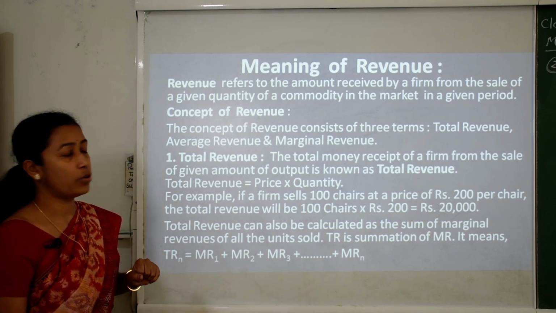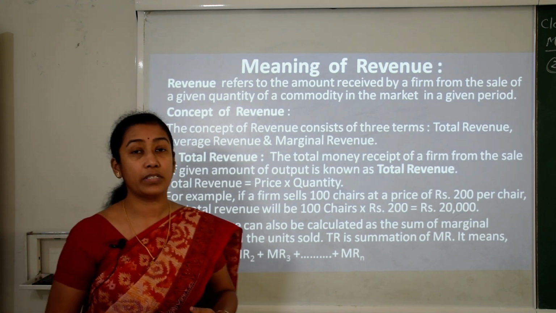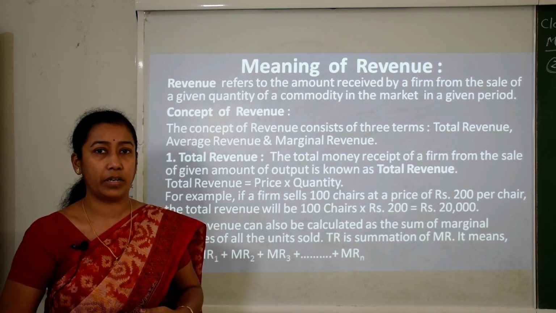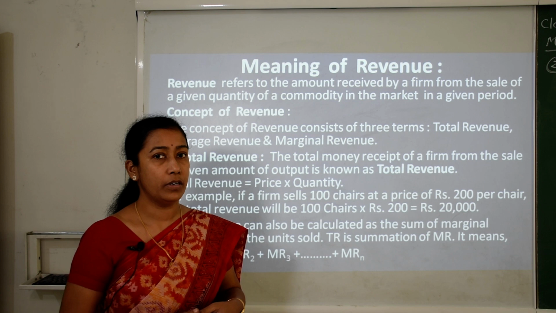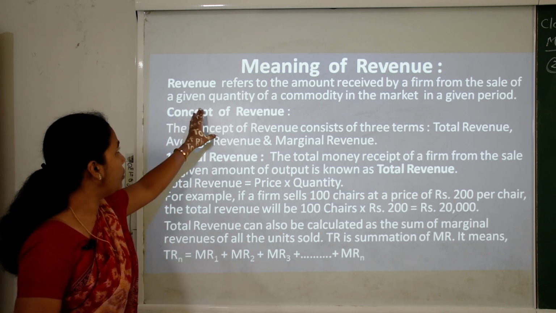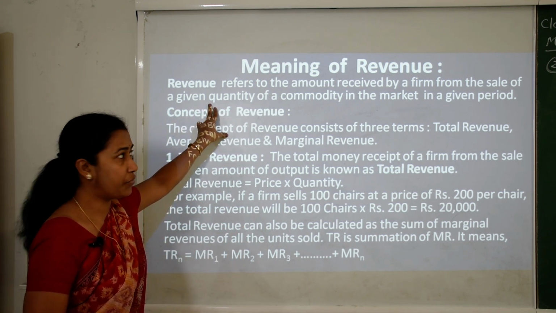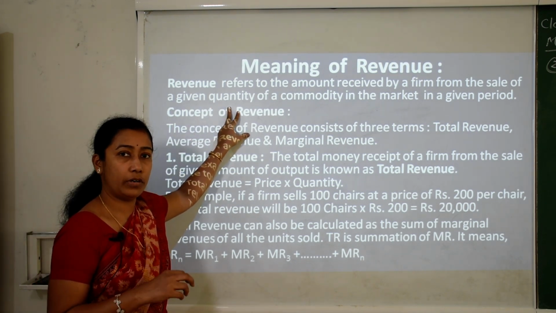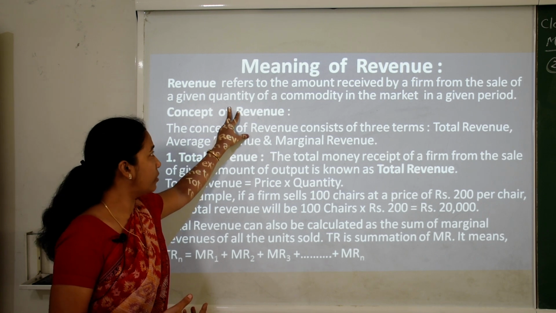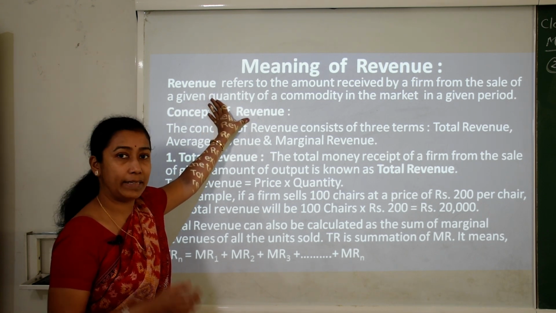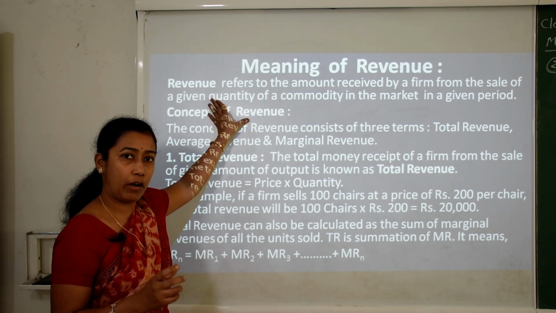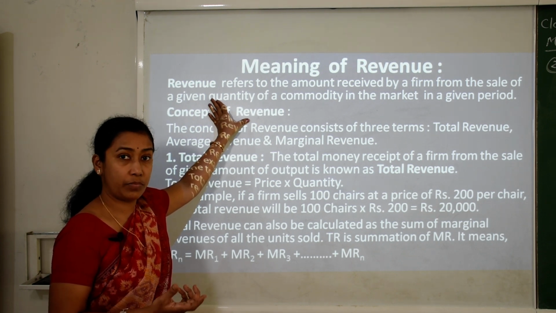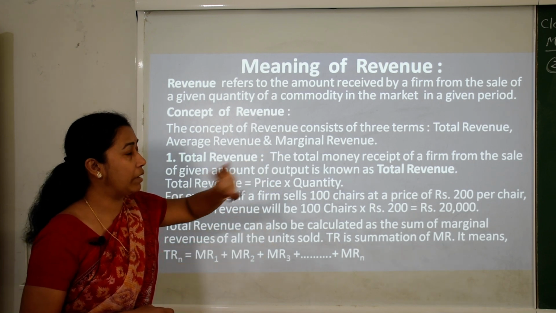Starting with the meaning of revenue: whenever we say revenue, it is actually the amount which is received by a firm or by any enterprise after selling a particular quantity of output. Revenue can be referred to as the amount received by a firm from the sale of a given quantity of a commodity or output, whatever it wanted to sell. Whatever amount the firm receives from the customers, that receipt will be called revenue in the market in a given period.